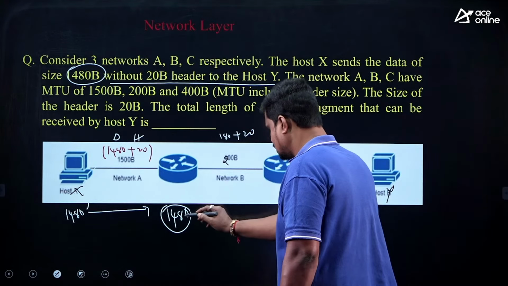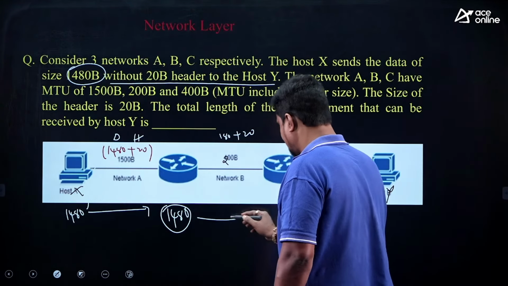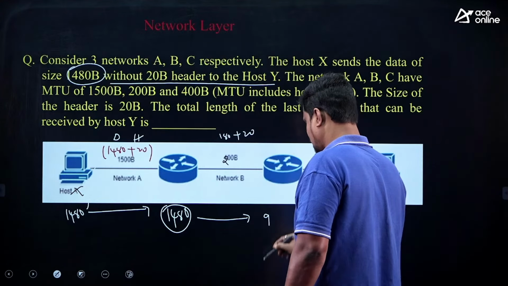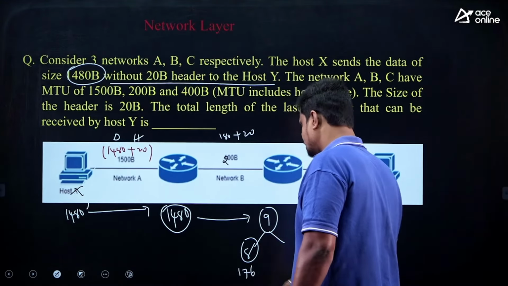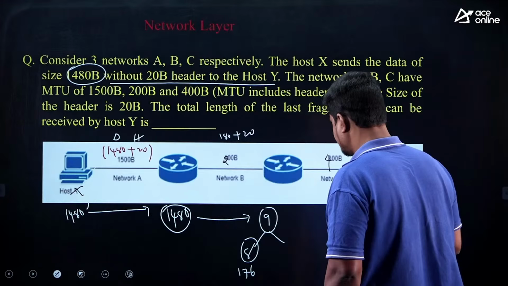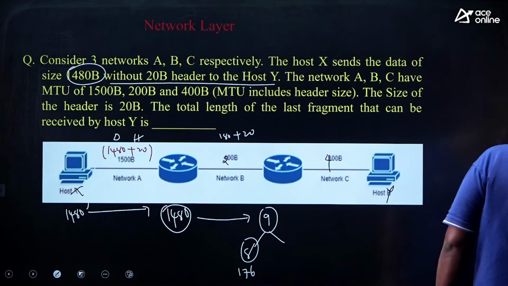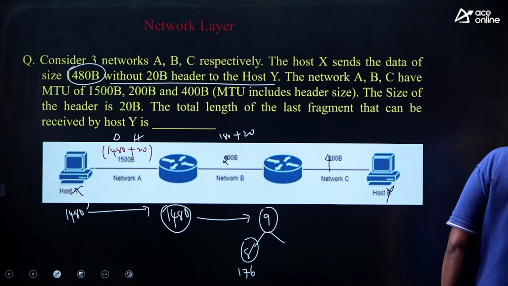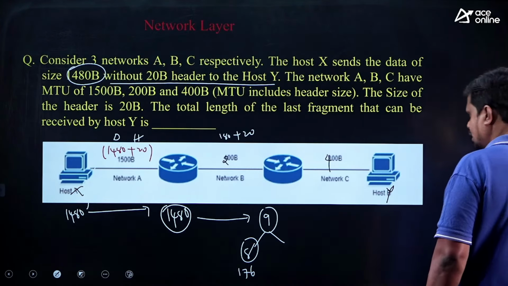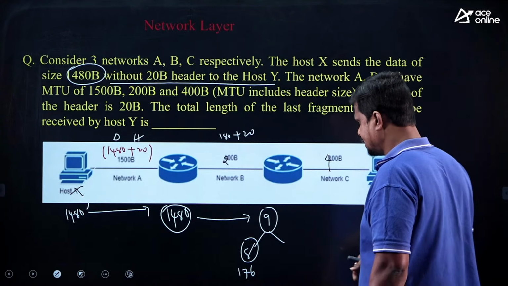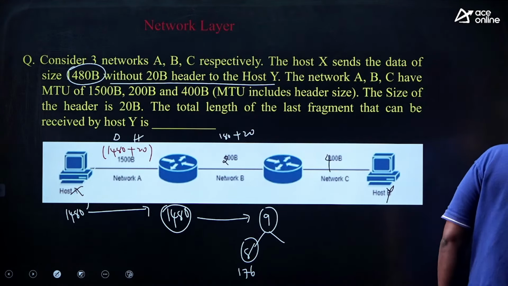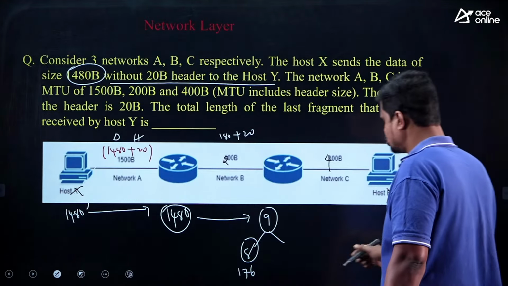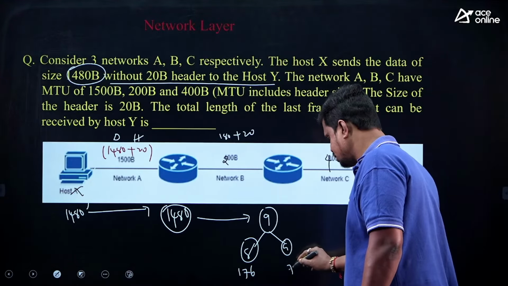So this network is allowing this 1480 onto the next network as 9 fragments. Out of 9 fragments, 8 fragments are full. What is a full fragment? 8 into 176, which is 1408. Then 1480 minus 1408 is 72. So the 9th fragment, the last fragment, will have 72 bytes.